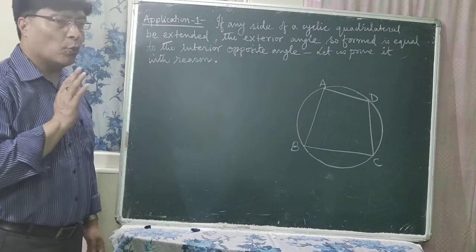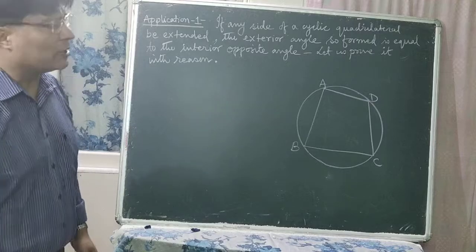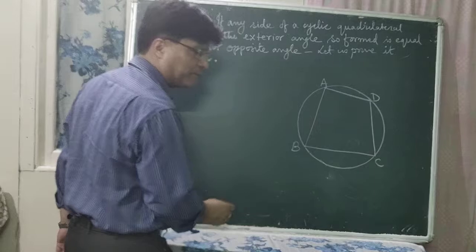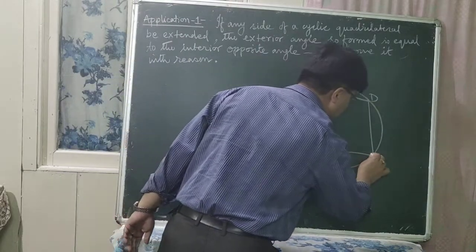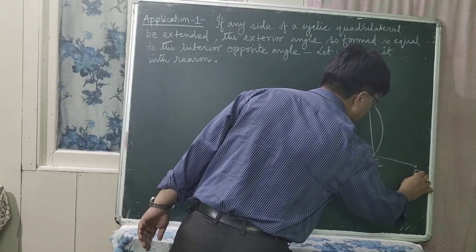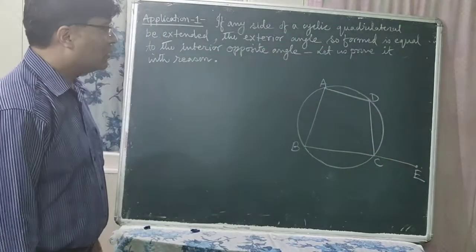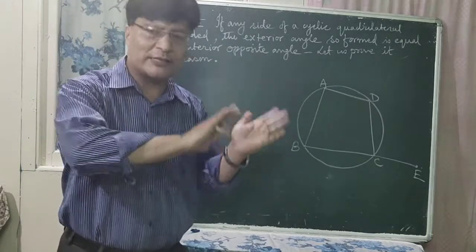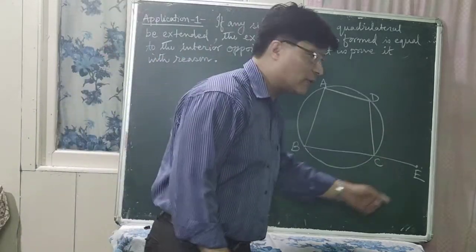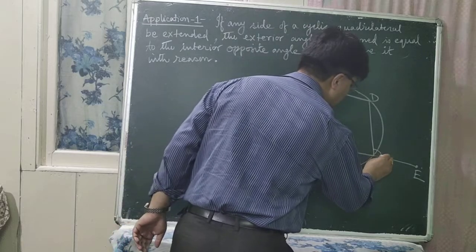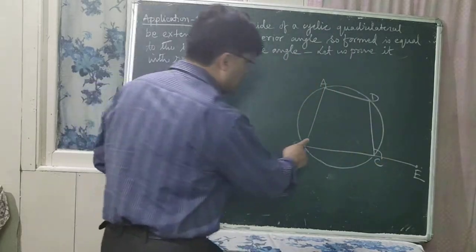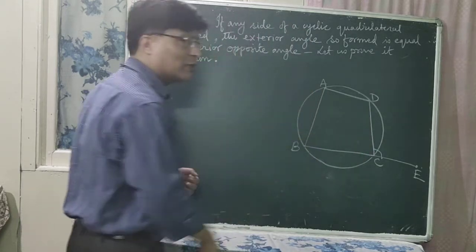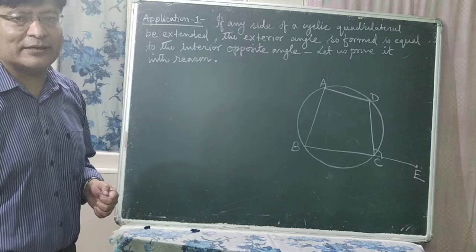And now any one side of a cyclic quadrilateral is extended. So let us take one of the sides as BC and let us produce this BC up to the point E. Now, since this angle DCE is outside the circle or outside the quadrilateral, this is known as the exterior angle. And these are the interior angles. That is, angles of the quadrilateral are known as interior angles.